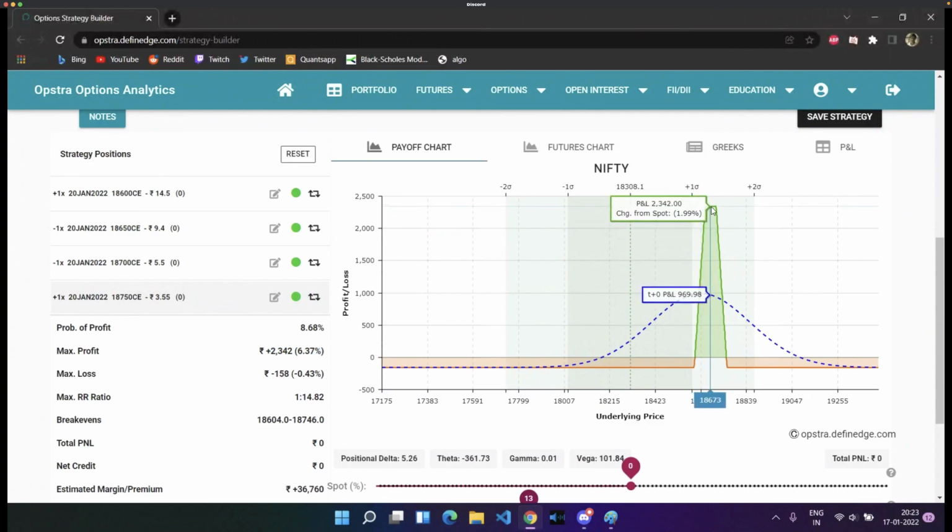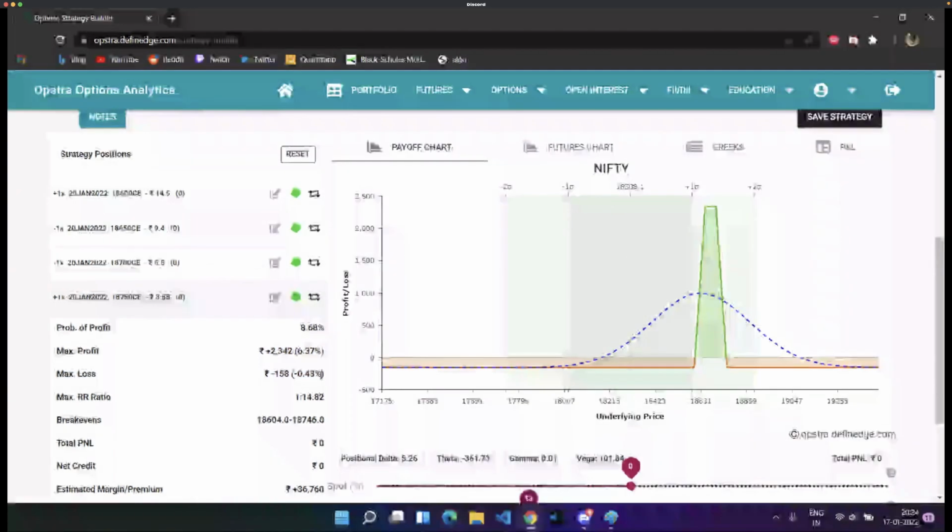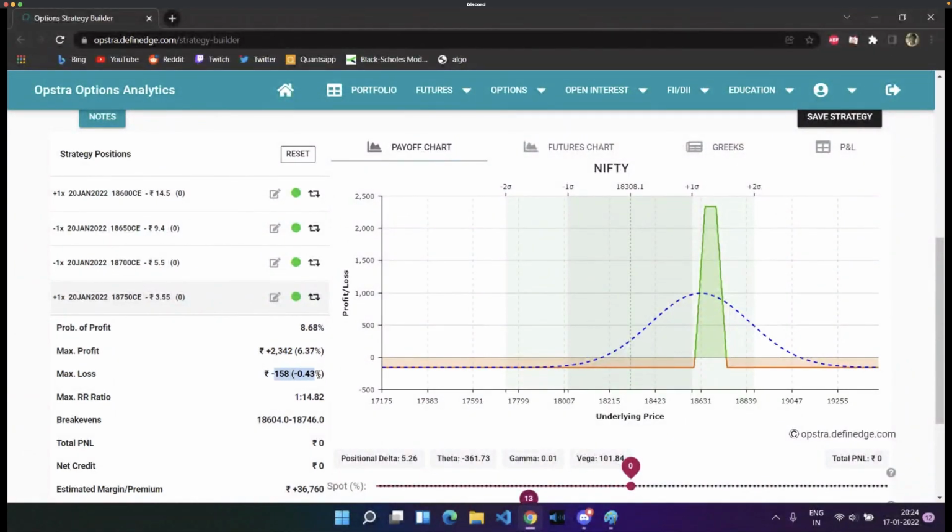So you get a lot of room to play around, but you will sacrifice half of your returns. But the good part here is your premium outflow is also very low. So if you do 2 lots of this, you will still make that amount of money.